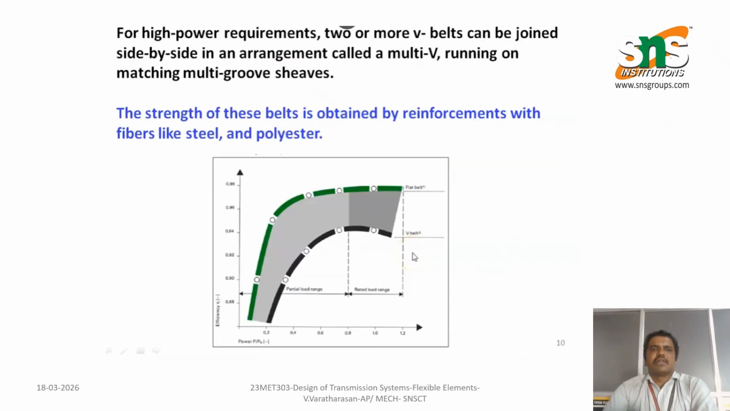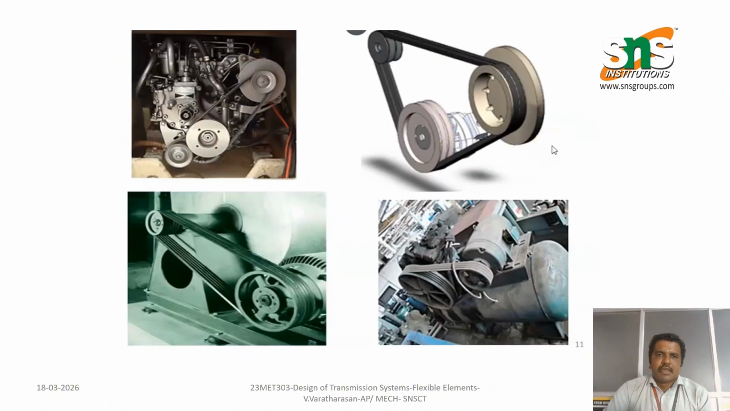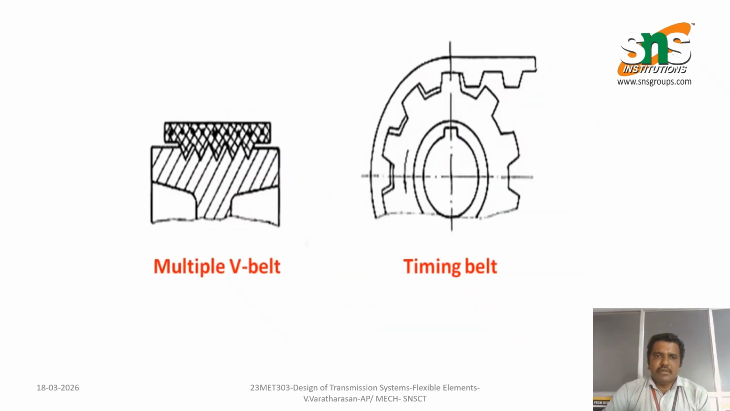For high power requirements, two or more V belts can be joined side by side in an arrangement called a multi-V belt, running on a matching multi-groove sheave. The strength of these belts is obtained by reinforcement fibers like steel and polyester. These are the diagrams shown for the V belt. The multi-V belt and timing belt diagrams are shown here.